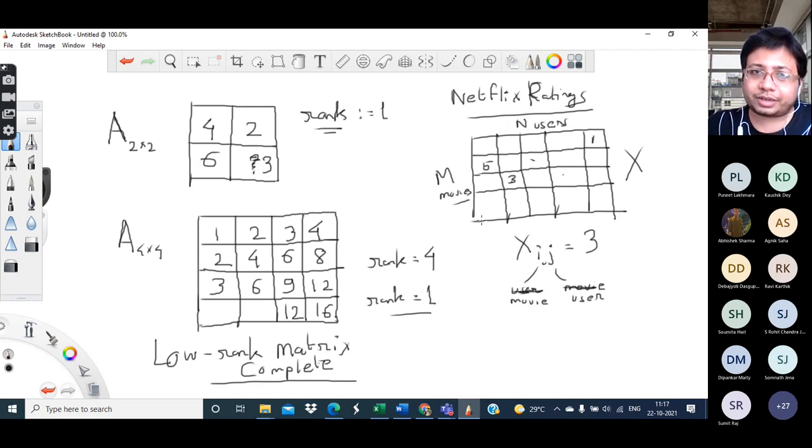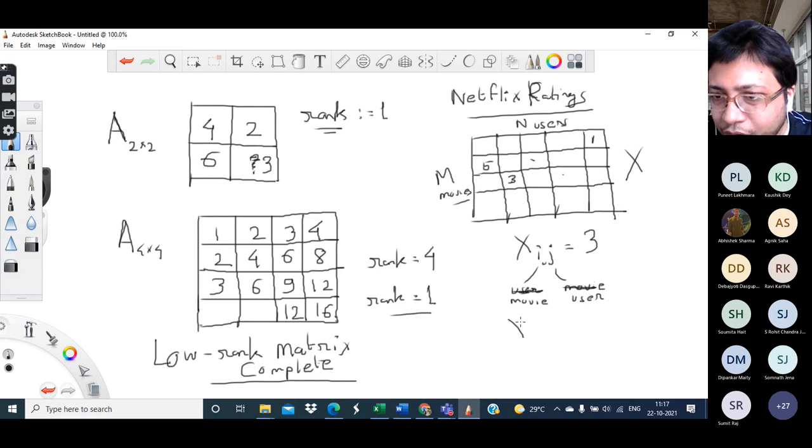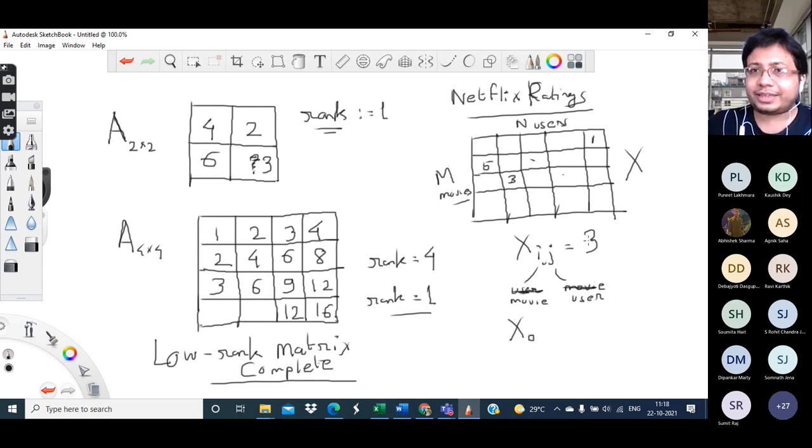Now let us see if low rank helps this problem or not. We have already discussed that if I know that this matrix is low rank, then I may be able to solve this problem in a somewhat reasonable way. What do I mean by somewhat reasonable way? What I mean is, let us say that there is an actual ground truth matrix x0, that is not revealed to me. This x0 is basically the complete matrix.